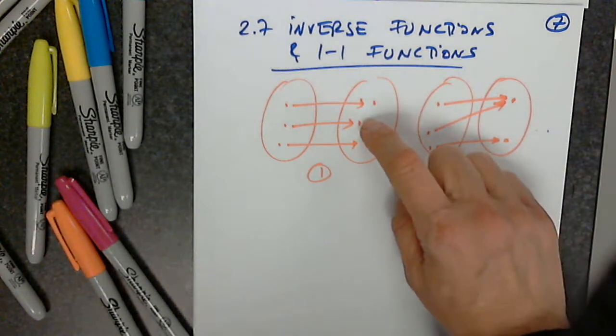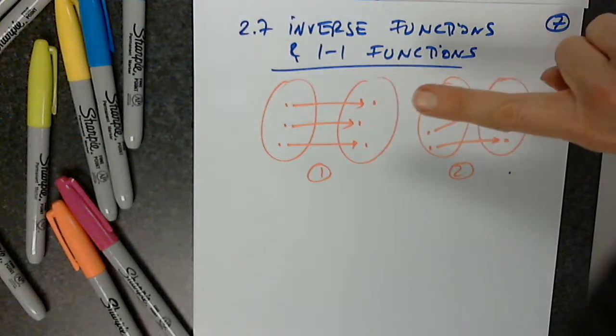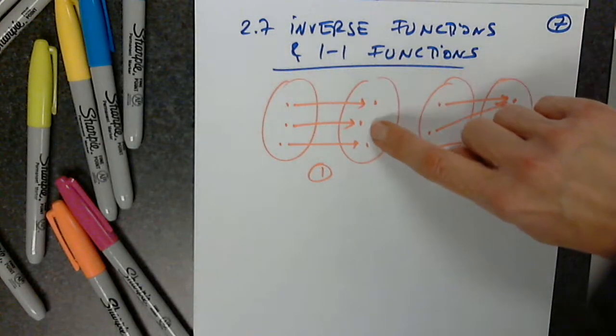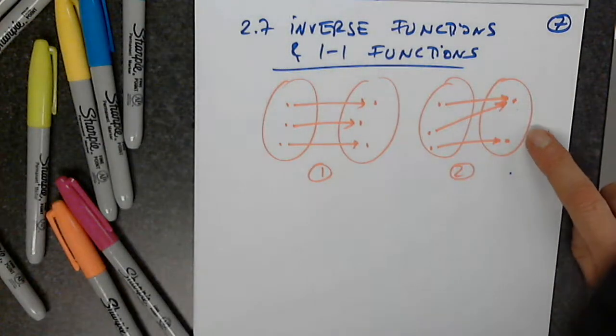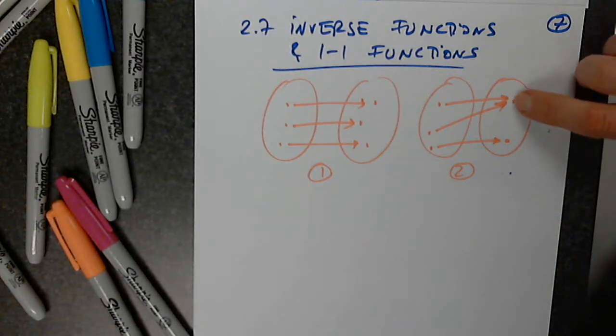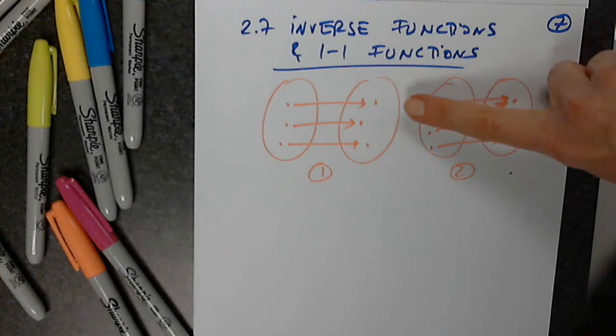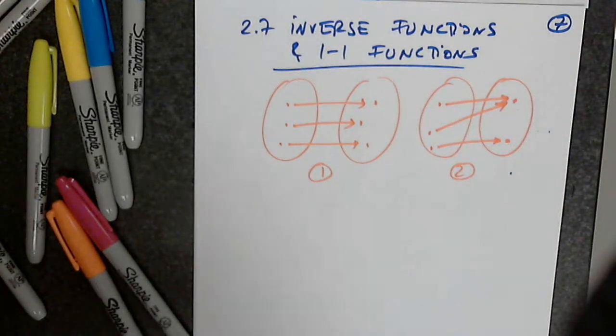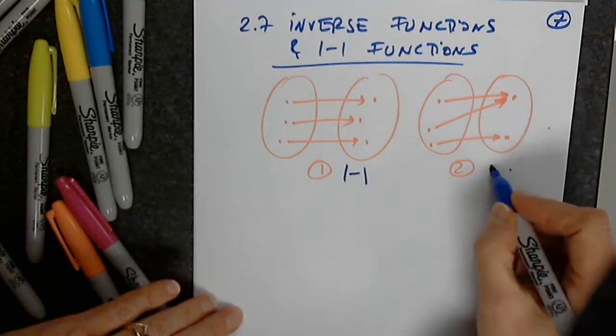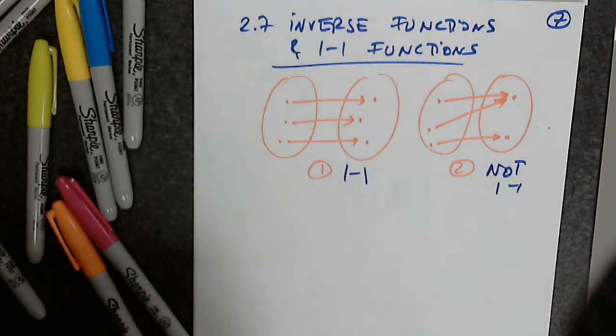So this one says to each y, only one x corresponds. But this one doesn't say that. It says, I found a y value that does not correspond to only one x value. So although they are both functions, this is a one-to-one function, and this is not one-to-one.